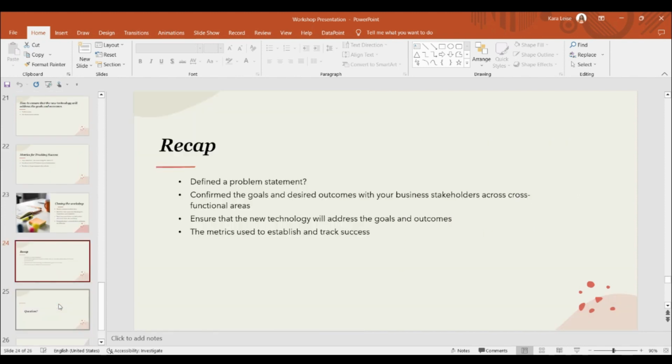All right? So you define the problem. You confirm the goals and desired outcomes with your business stakeholders across cross-functional areas. You ensure that the new technology will address the goals and the outcomes, and it has some metrics to track success. And that is how you would, one, present this if you were asked this question in an interview, and two, use this information for your next workshop. All right? So that's it about creating requirements workshops.